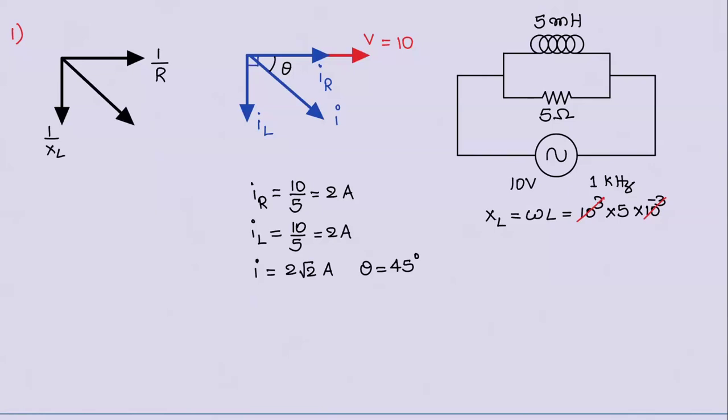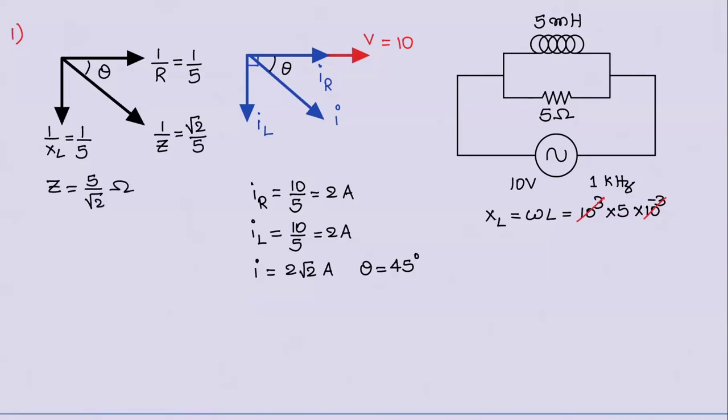1 by Z. This angle is theta. So I calculate the value. What is 1 by R? 1 by R is equal to 1 by 5 ohms, right? And this will be 1 by 5. 1 by Z will be squaring and adding, root 2 by 5. Correct? Good. I got Z value. Z is equal to 5 by root 2 ohm.